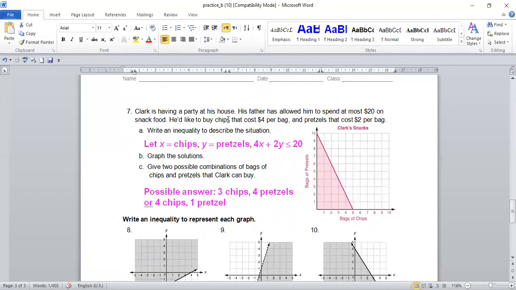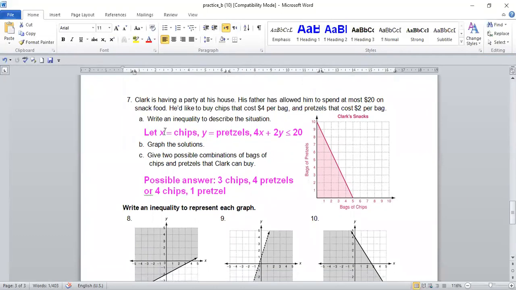He liked to buy chips that cost $4 per bag and pretzels that cost $2 per bag. So let X be chips and Y be pretzels. How much is the price of one chips bag? That's $4, so that's going to be 4X. And the pretzel is $2 per bag, so 2Y. So 4X plus 2Y should be less than or equal to 20.